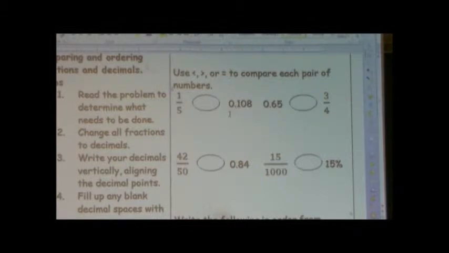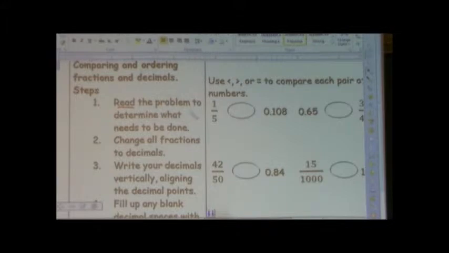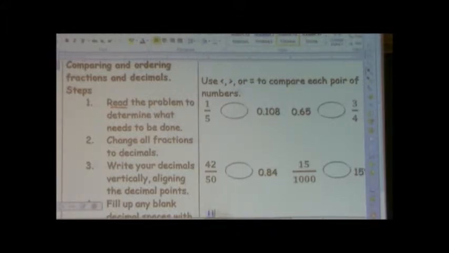The only way we can do this is by following the steps here in our notes. In order for us to compare and order fractions and decimals, we have to do the following. We have to read the problem to determine what needs to be done. In this case, all they tell us is to use the less than, greater than, or the equal symbols to compare each pair of numbers. Okay, so inside this bubble right here, I have to put in a less than, or a greater than, or an equal sign, whichever one belongs there.